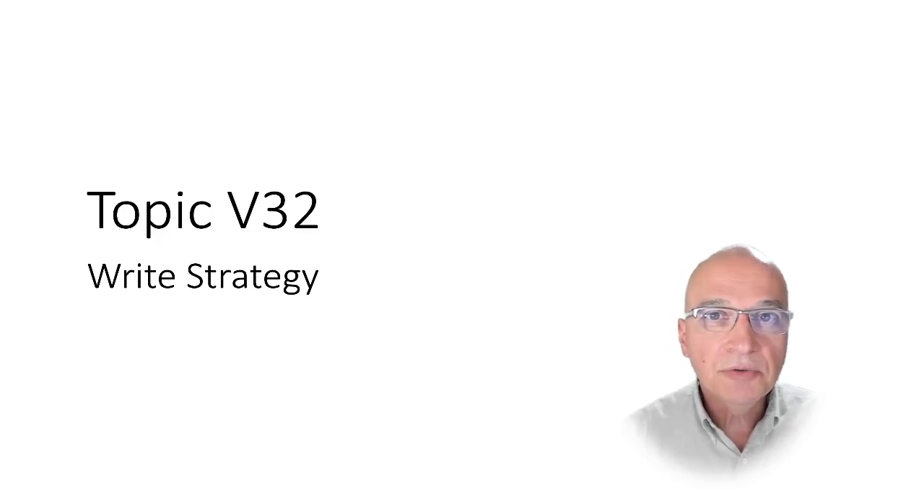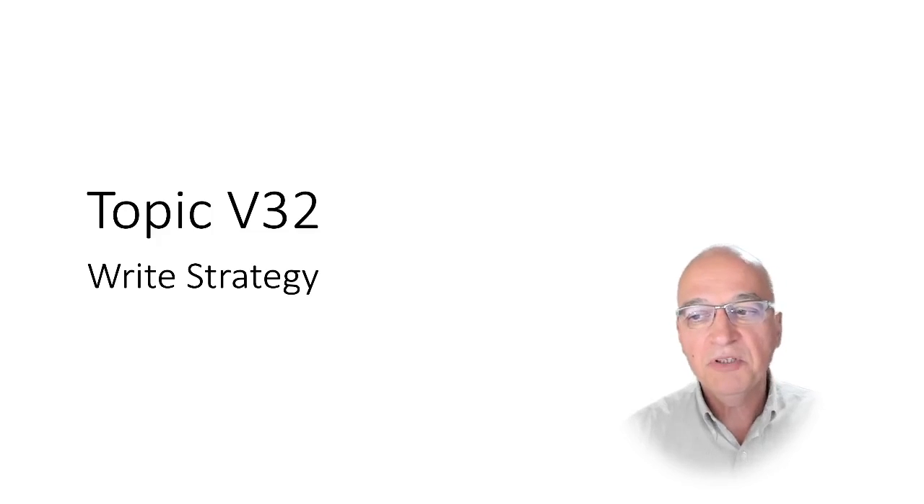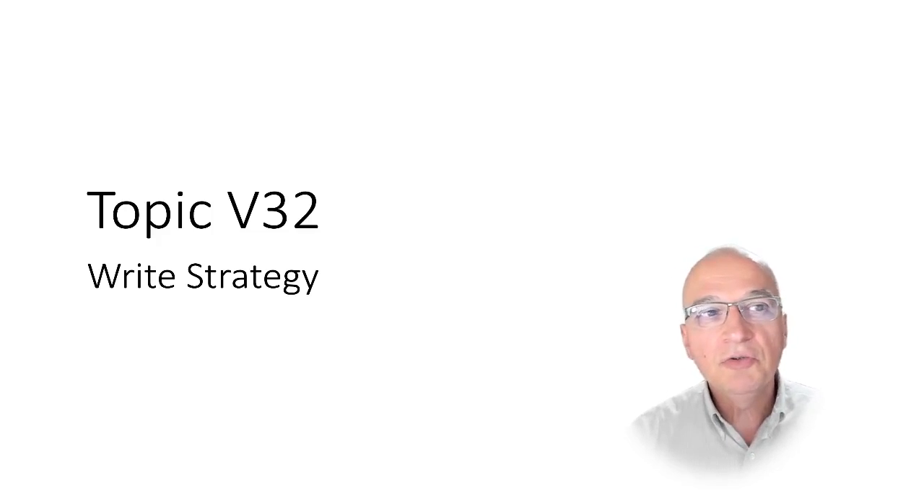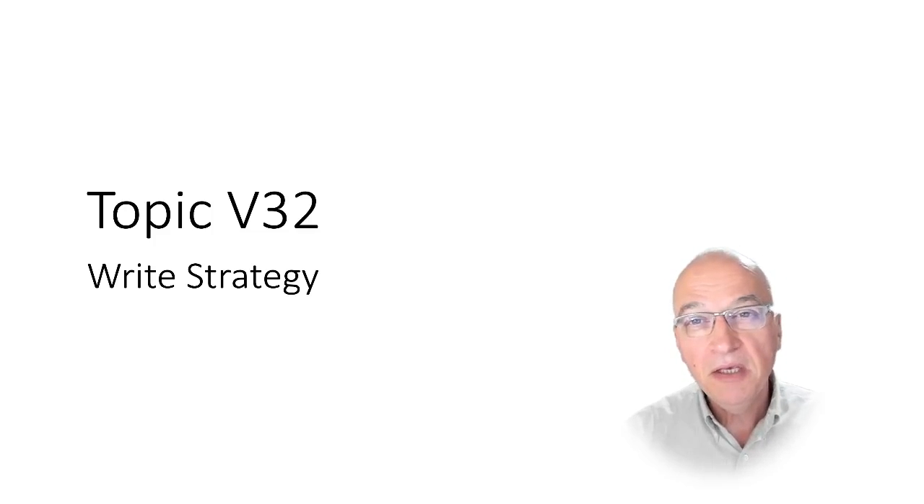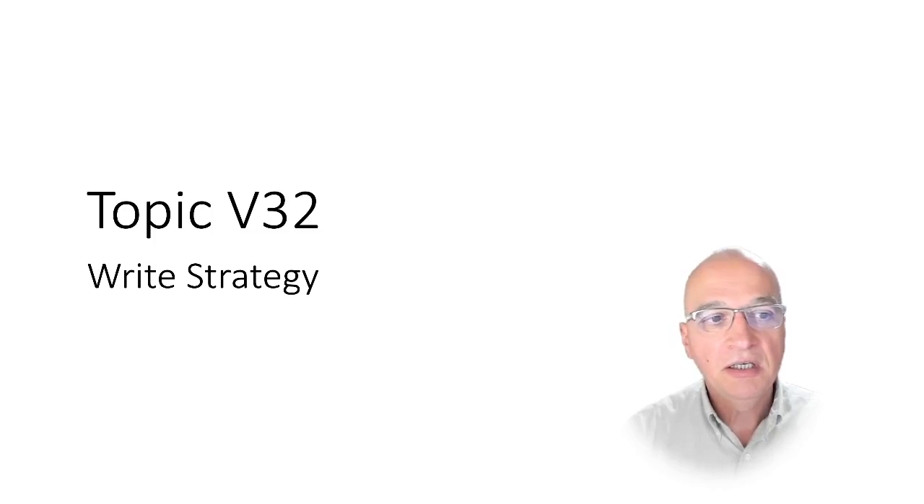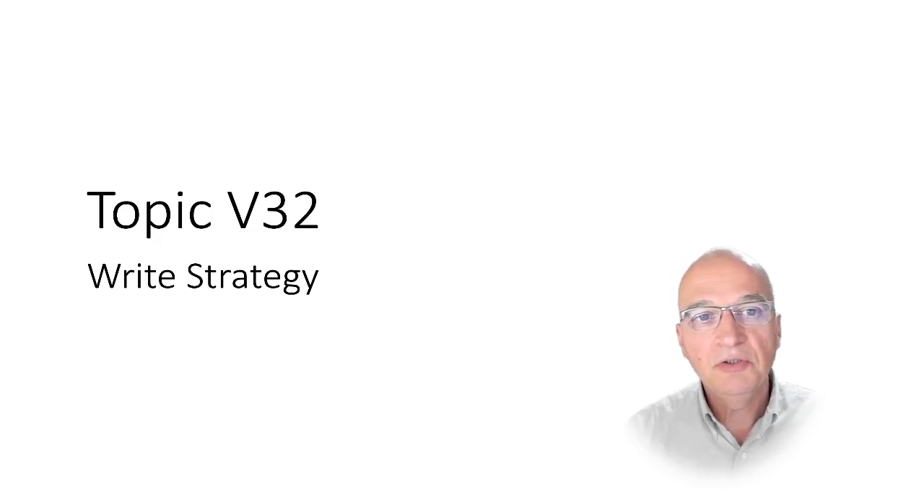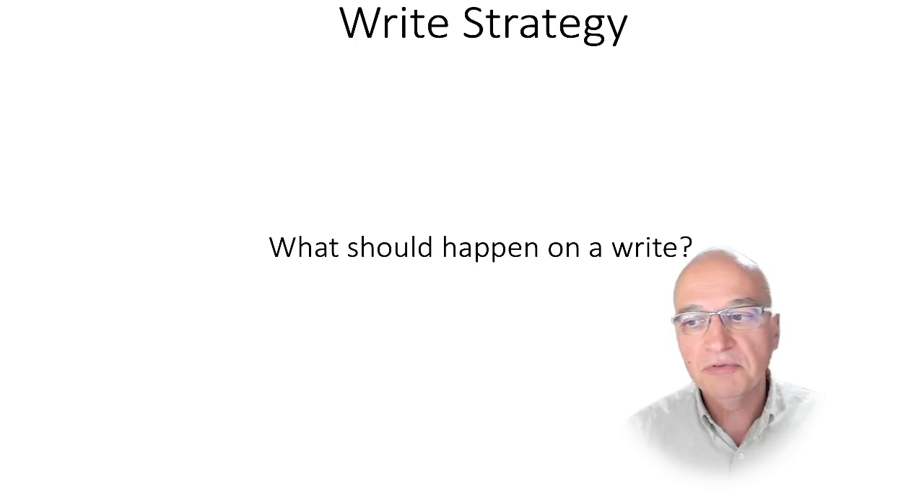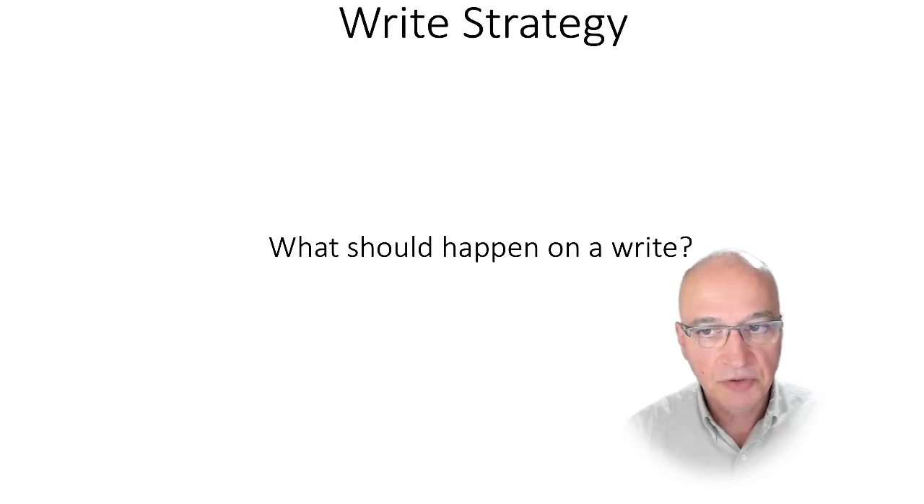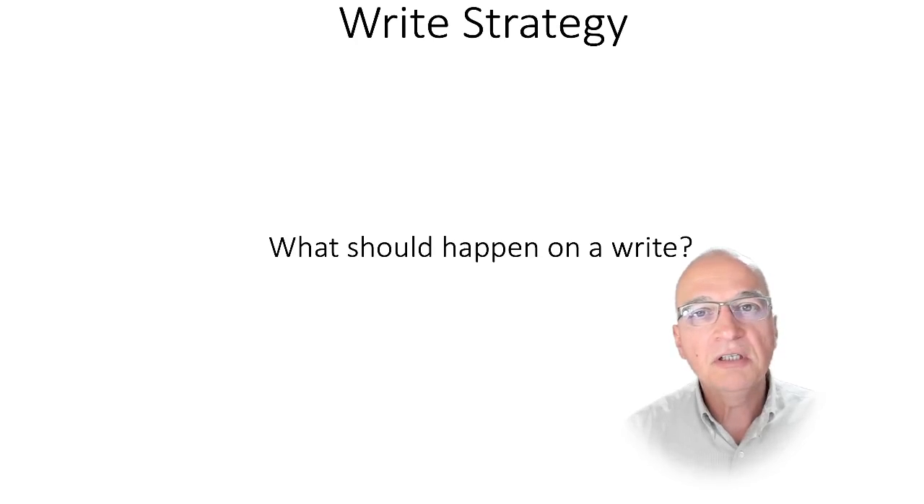In this lecture, we'll talk about writes. What happens when the processor needs to do a write to a memory location, and the memory location may or may not be in the upper level in the cache. So there are several strategies that we can use in this situation, and we're going to review these strategies in this lecture. So the question that we are addressing in this lecture is what should happen when there is a write to a memory location.